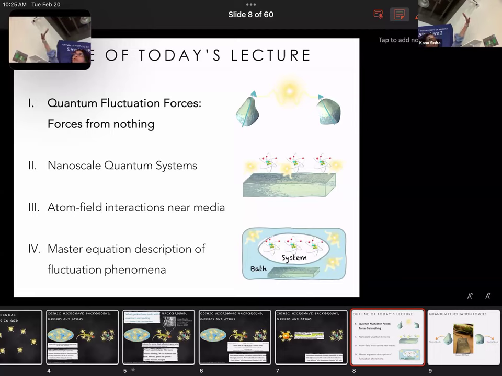So the first two topics are going to be a bit more on the slides, and the next one we will get down to business when we talk about atom-field interactions in the presence of media, and we will describe these interactions in terms of an open quantum system approach using master equations. Okay, so we'll see how far we get today, but I'm hopeful. So let's start.